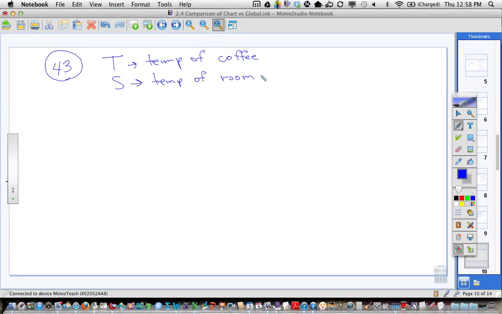All right. Now, on 43, it says to write a differential equation that describes this situation. You may have to do something with it. Okay? There's a situation. You don't have to do anything with it, but you have to write it.